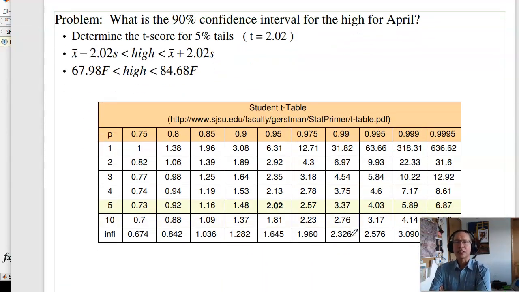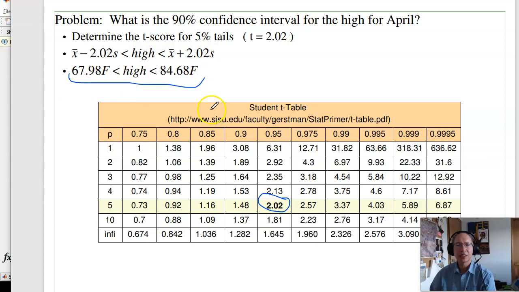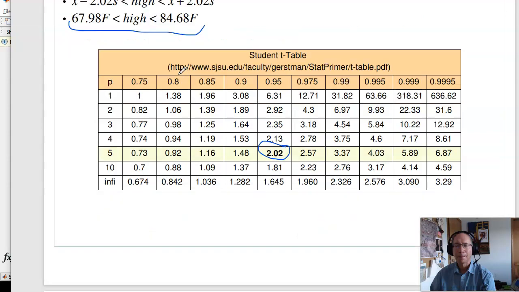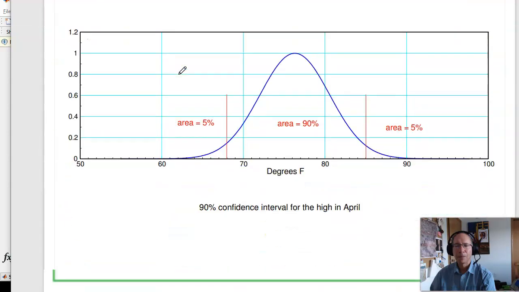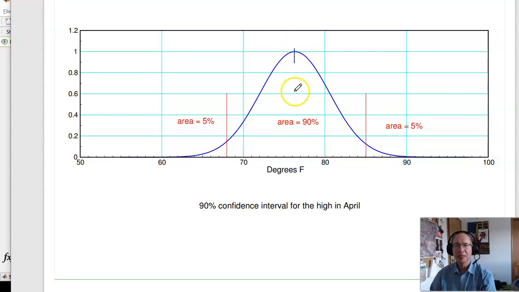Again, I can do a two-sided t-test. What's the 90% confidence interval for the high in April? Again, I've got a sample size of 6, meaning 5 degrees of freedom. 5% tails is 2.02. I need to go left and right 2.02 standard deviations. So 90% chance that this April, the high is going to be somewhere between 67 and 84 degrees Fahrenheit. And again, here's what the data looks like. The mean is right here. There's the spread. 5% chance left tail, 5% chance right tail.